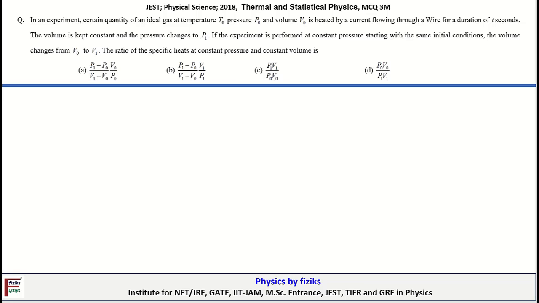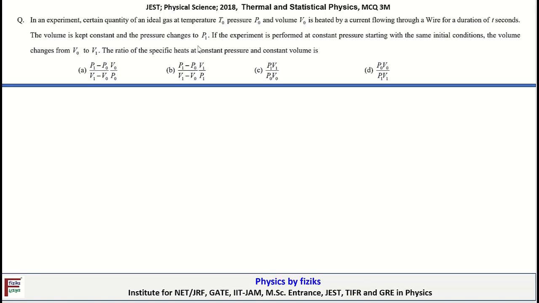Let's take a look at the next problem. The statement is, in an experiment, a certain quantity of an ideal gas at temperature T0, pressure P0 and volume V0 is heated by a current flowing through a wire for the duration of t seconds. The volume is kept constant and pressure changes to P1. If the experiment is performed at constant pressure starting with the same initial conditions, the volume changes from V0 to V1. The ratio of the specific heat at constant pressure and constant volume is how much?